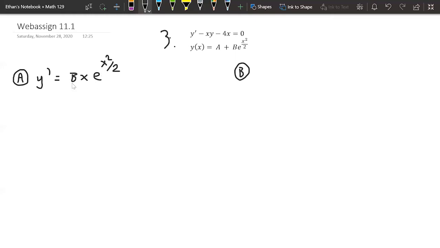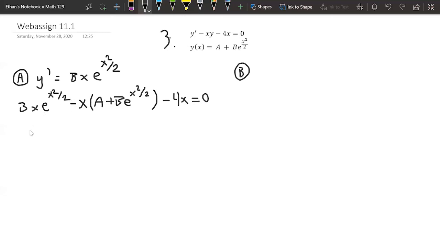So as usual, next step is to plug this into our differential equation. I've got y prime, which we now know is bx times e to the power of x squared over 2, minus x times y, which is just y of x, so a plus b times e to the power of x squared over 2, minus 4x is equal to 0.